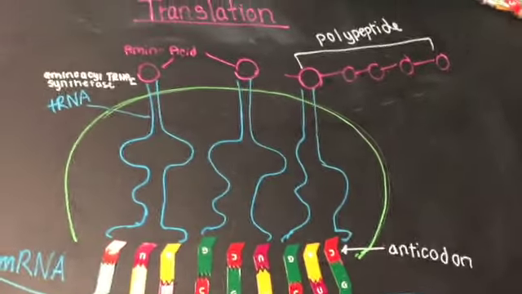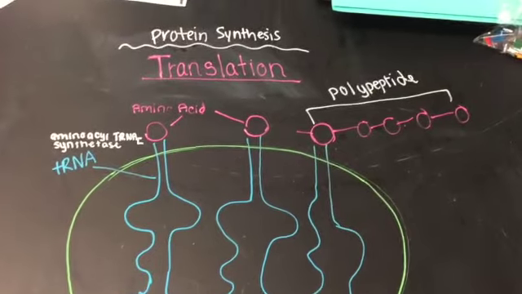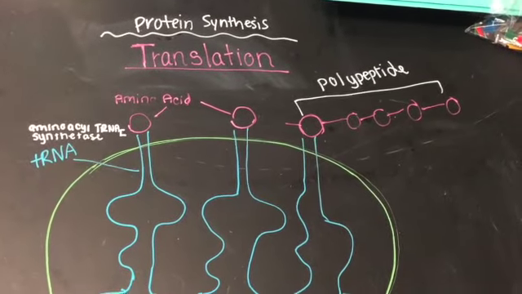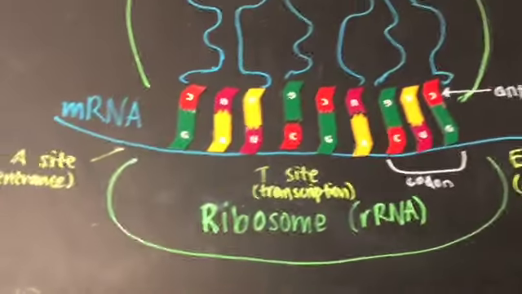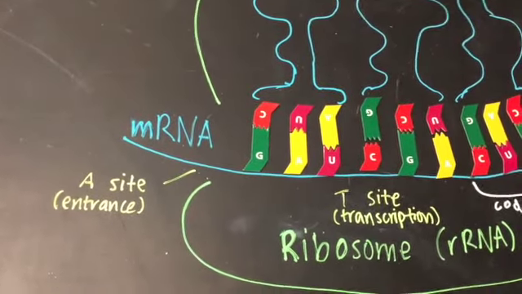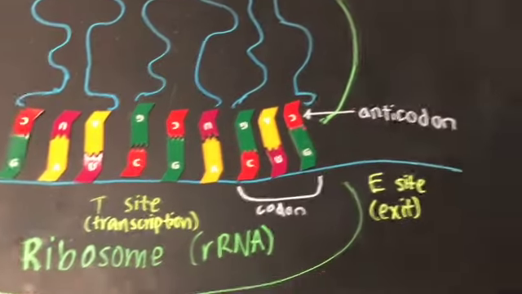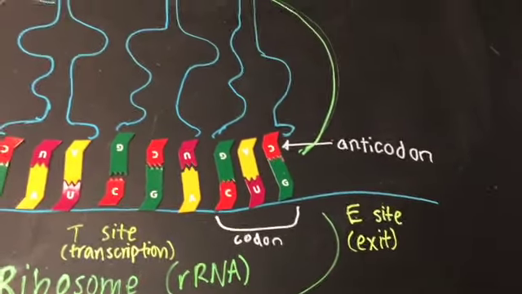After the tRNA anticodons line up with mRNA codons, the amino acids attached to tRNA can form a polypeptide. And the 3 sites of the ribosome are the A site, which is where the tRNA enters, the P site where the polypeptide is built, and the E site where the tRNA exits.